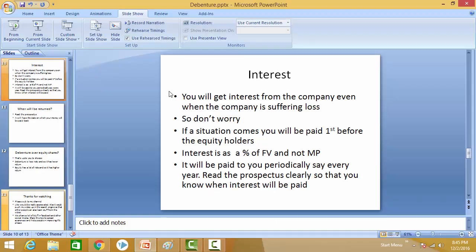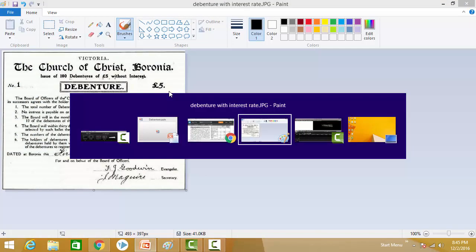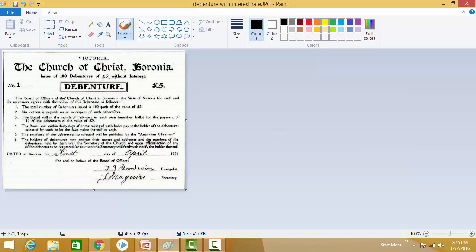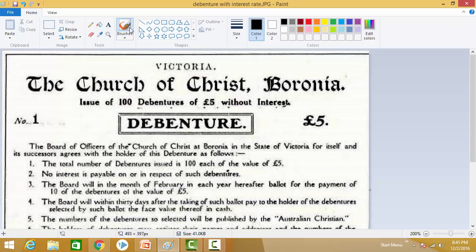Okay, before going to interest, let us understand the debenture certificate in a little more detail. I hope the things are clear to you. You see this? This is the face value. Now the person wants to invest in 100 debentures of Euro 5 or Pound 5, which means he's going to invest 5,000 units of the currency. He's investing 5,000.